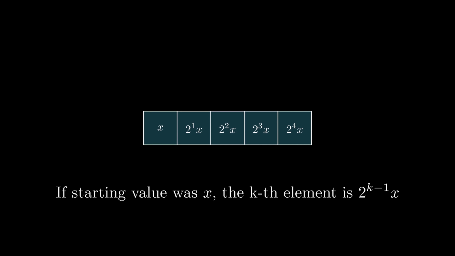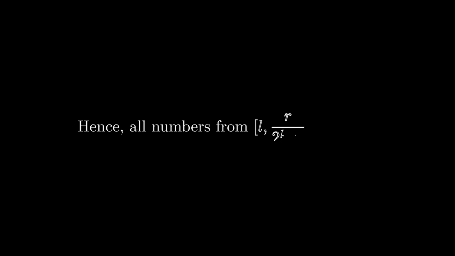This means that we can find the largest power of 2 that is less than or equal to R over L, then the number of elements in the maximal set is the power plus 1, as the kth element in our maximal set construction was 2 to the power of k minus 1 times x. So if the maximal size was k, and if we choose an element x to be the start of the set, then the end number will be 2 to the power of k minus 1 times x. Therefore, we can divide R by 2 to the power of k minus 1, and all the numbers between L and that will be able to create a maximal set, so we add the number of numbers to the answer.